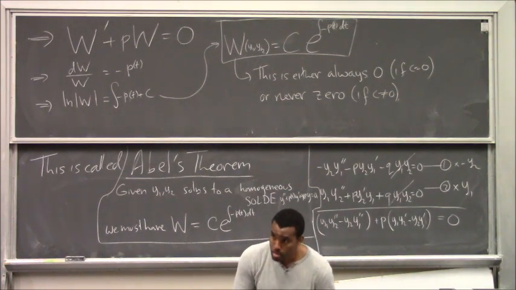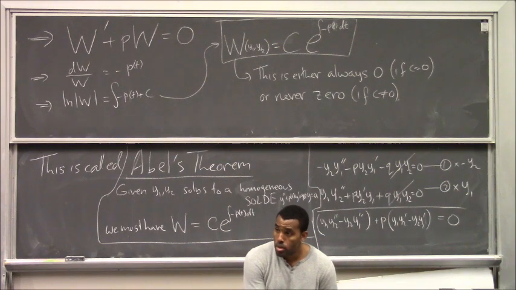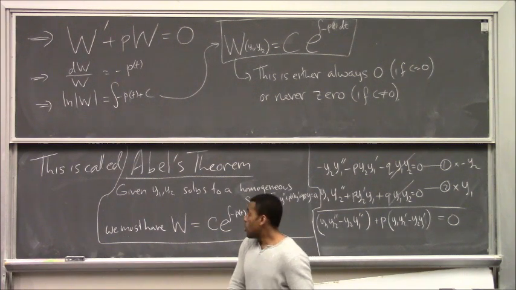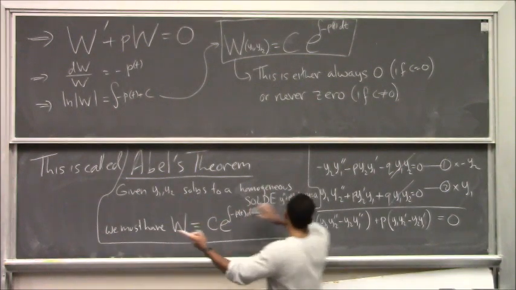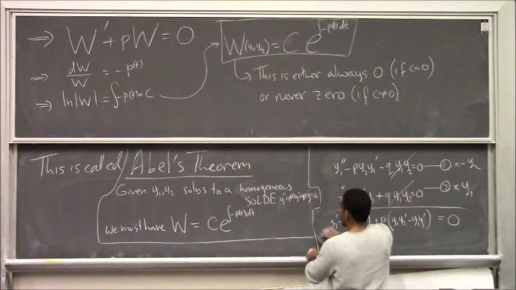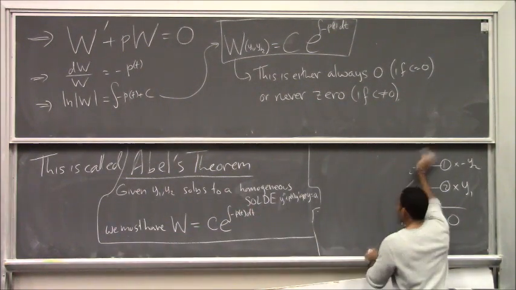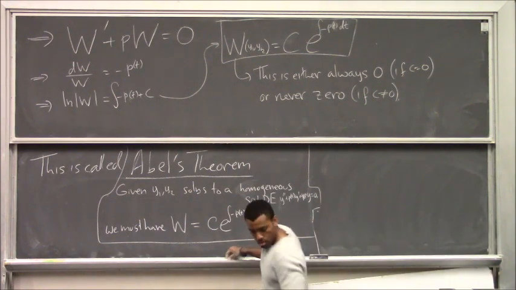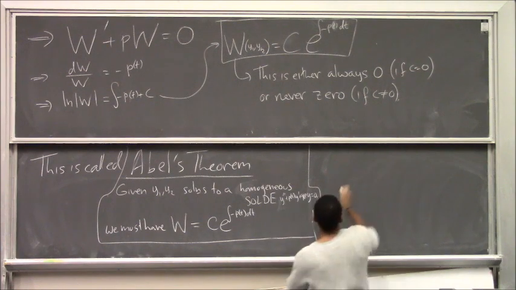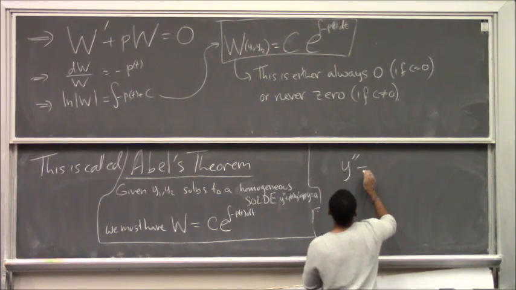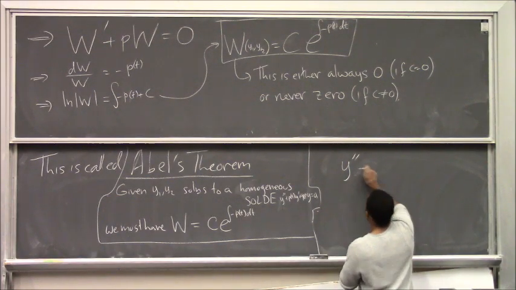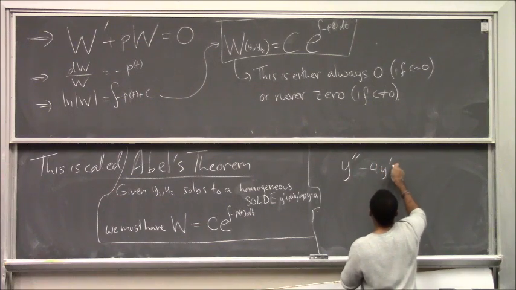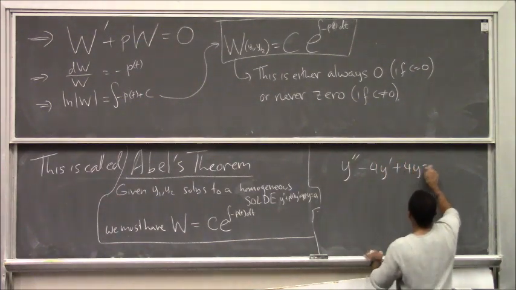Can we do an example of one of these? Come again? Can we do an example of one of these using the Wronskian? Let's use that example that we had before with the e to the 2t. Okay. Let's look at that original equation. What did it look like? We had y double prime minus 4y prime plus 4y equals 0.